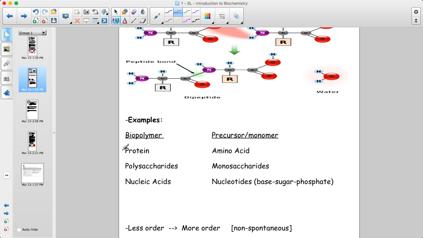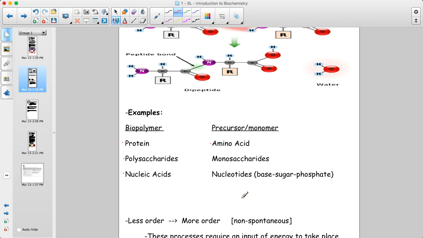There are proteins. Proteins are made from amino acids, many amino acids being linked together. Polysaccharides, which includes starch, but also includes glycogen, are polymers that are made from sugars. So monosaccharides is the biology term for simple sugars. And nucleic acids, which includes DNA and RNA, are built from what we call nucleotides. And a nucleotide in itself is made of three components: a base, a sugar ring, and a phosphate group.